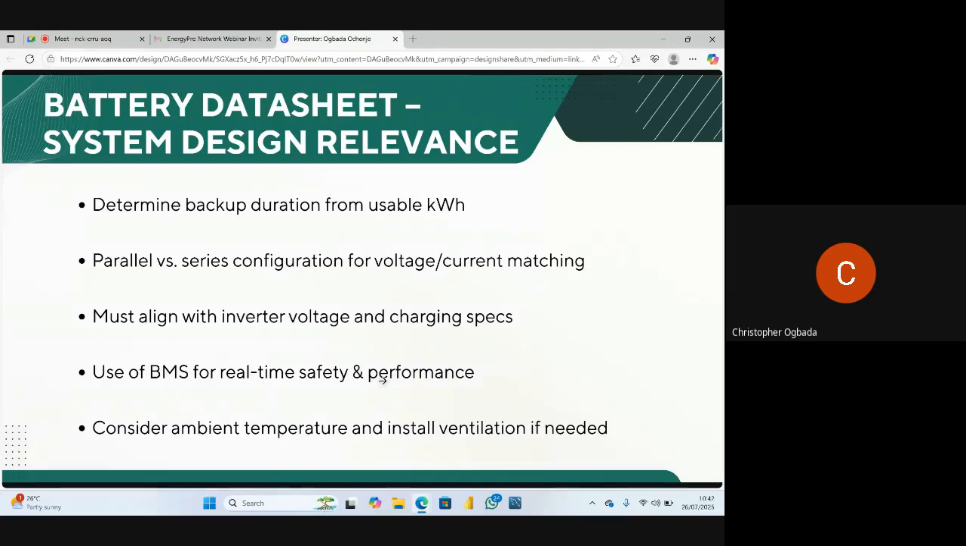Now, the battery data sheet and system design relevance. It will help you determine backup duration from usable kilowatt hours. When you know the depth of discharge of your battery and the capacity, you'll be able to appropriately size. The kilowatt hour is the amount of energy that battery can discharge in 1 hour. So when you have 5.2 kilowatt hours, it means that is 5,200 watt hours that it can discharge in 1 hour, right? But the depth of discharge of the battery sometimes can be 80, can be 90.